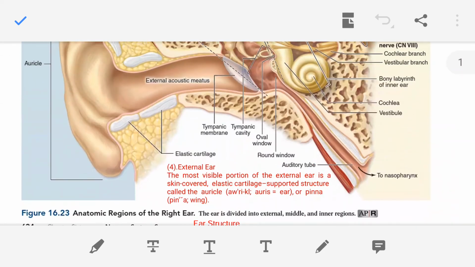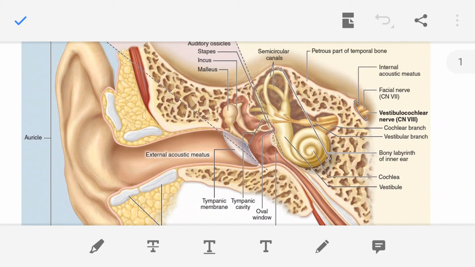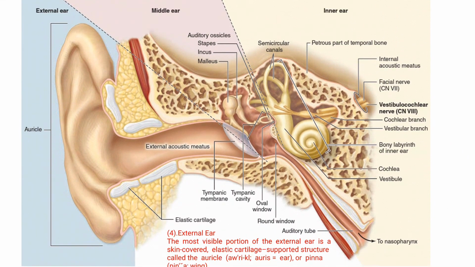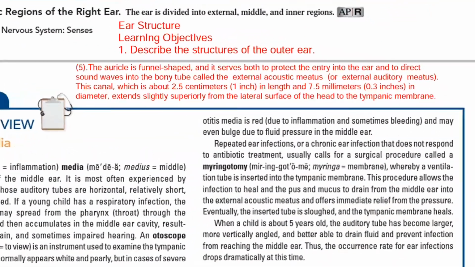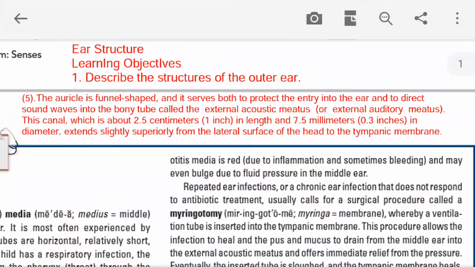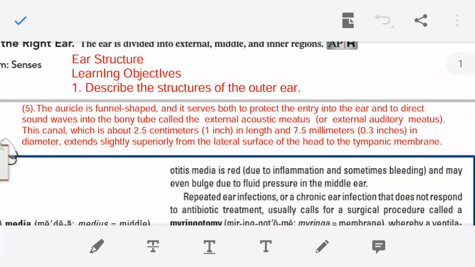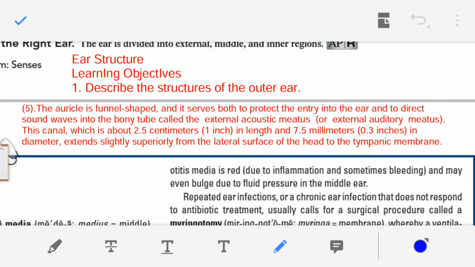Now the shape. So first you look at this auricle. Now the shape and function of auricle. Okay, so the shape of auricle is funnel shaped. And what is the role this auricle is playing? What is the function of this auricle?